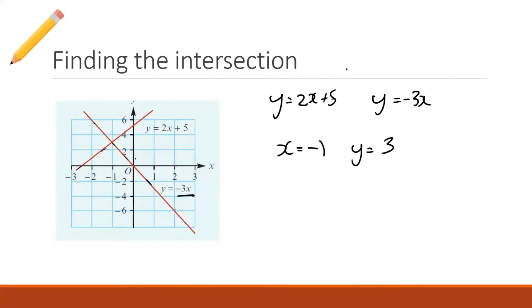You can check if you want. If you check, you can just go 3 equals 2 times negative 1 plus 5. 3 equals 3. Tick. 3 equals negative 3 times negative 1. 3 equals 3. Tick. But essentially, this is how you find the answers to something using the intersection. Okay?